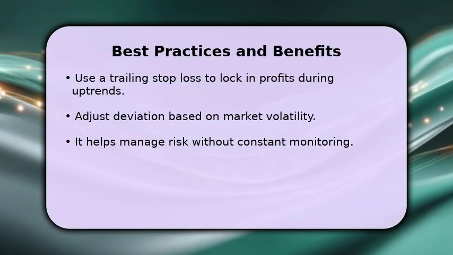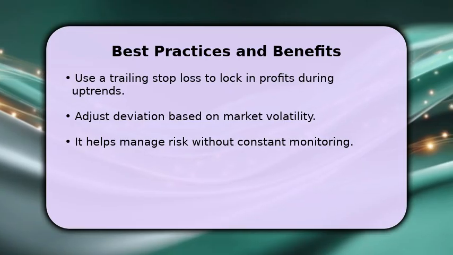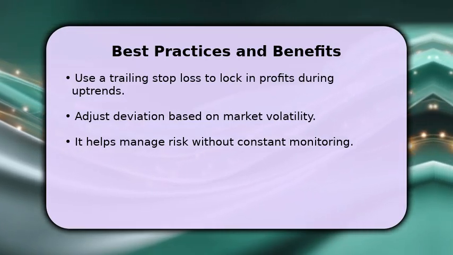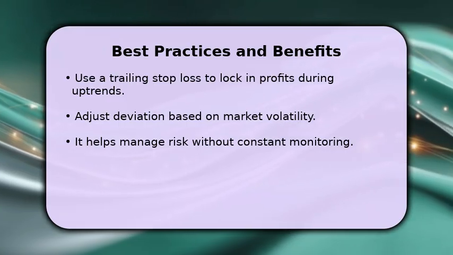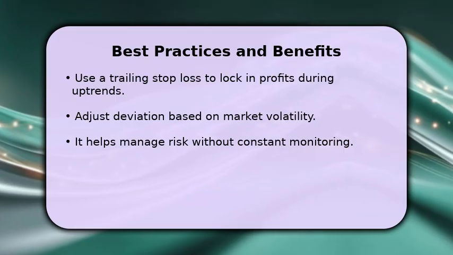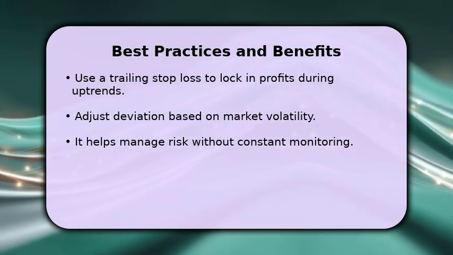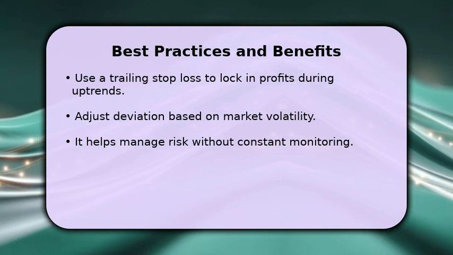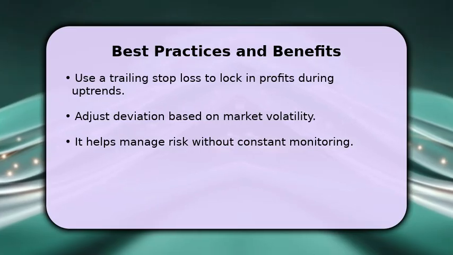For best practices, consider setting your trailing deviation based on the asset's typical volatility. A smaller deviation, like 1 or 2%, might suit less volatile assets, while a larger one, perhaps 5%, could be better for more volatile ones. The main benefit is that it allows you to participate in upward movements while automatically protecting your gains, reducing the need for constant market observation.